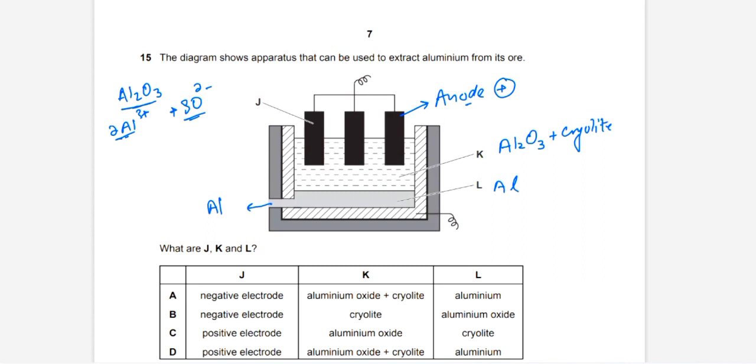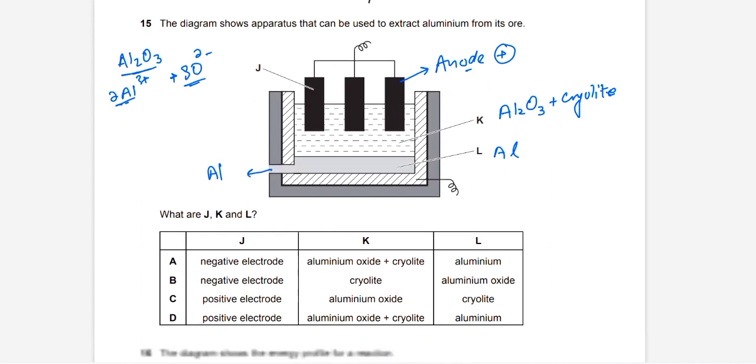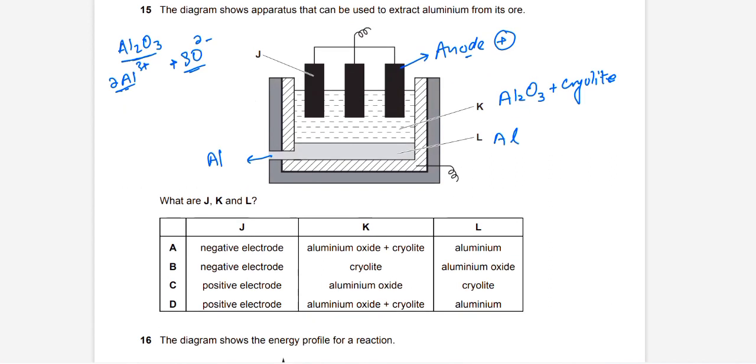What is cryolite? It is used to decrease the melting point. Okay, so that's why cryolite is used. The aluminum is taken by the cathode and the oxide goes upward. You can see that it can never be the negative electrode. The positive electrode is not only aluminum oxide, it has the cryolite as well.